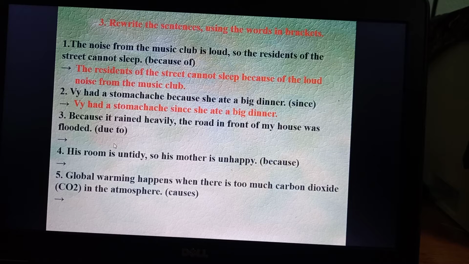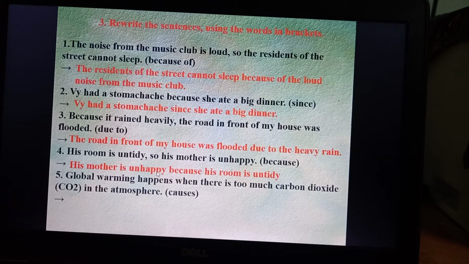Now look at the key. The road in front of my house was flooded due to the heavy rain. After due to, you can use the noun phrase, the same as because of. And go on. Number 4. His room is untidy, so his mother is unhappy. We replace so with because. Look at this. His mother is unhappy because his room is untidy.